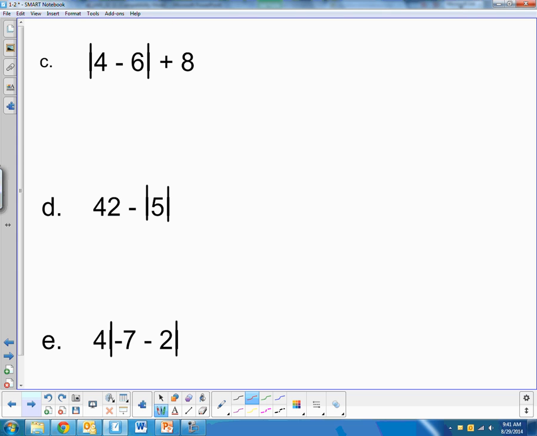All right, these are the last couple of problems here, and then we're done. Go ahead and pause it and try these three on your own. All right, here we go.